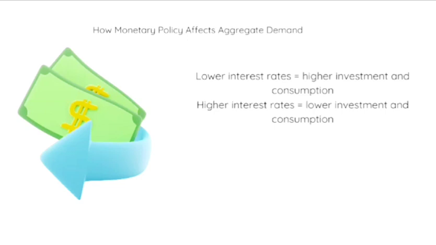Now, how does monetary policy affect aggregate demand? Lower interest rates make loans cheaper, so consumers spend more and businesses invest more, shifting aggregate demand right. Higher interest rates have the opposite effect, shifting aggregate demand left.